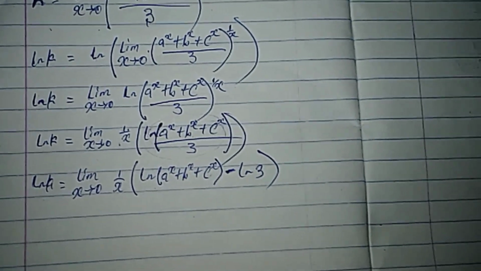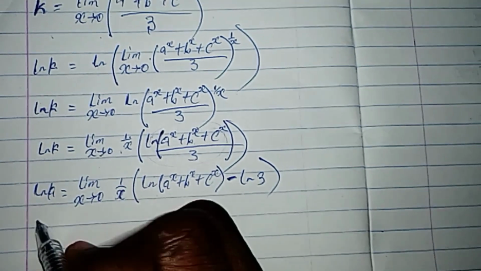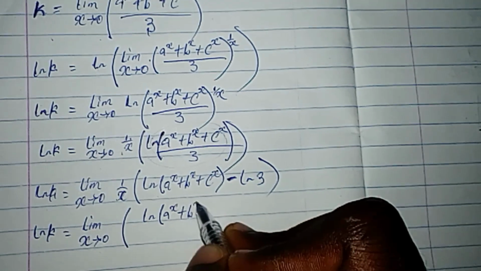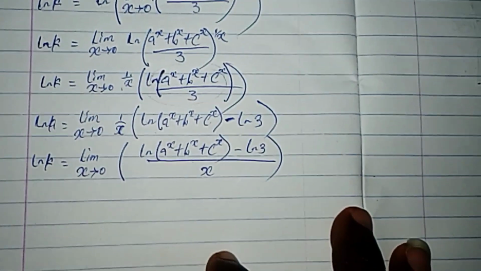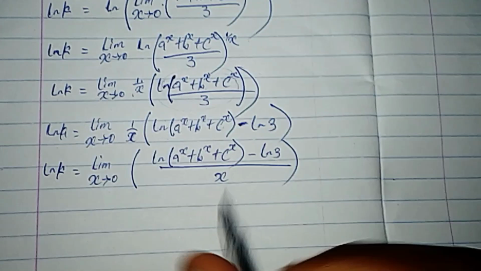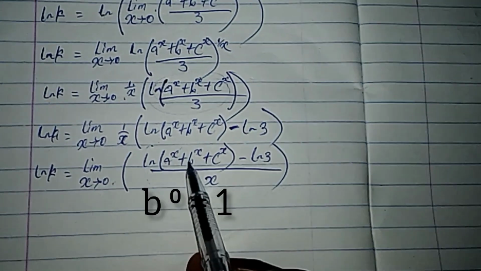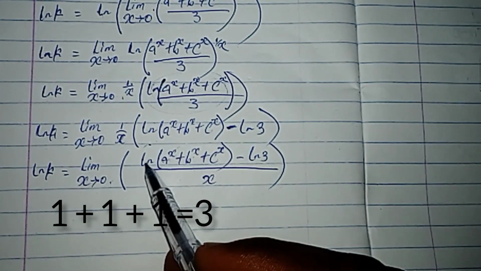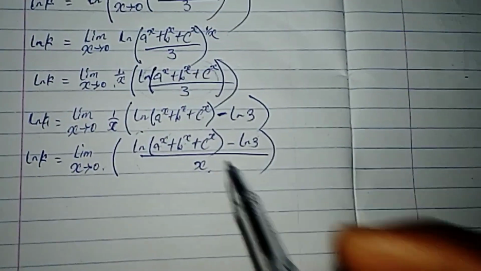If that is so, I can multiply the whole of this with 1 over x, and it becomes ln k equals the limit as x approaches 0 of ln of (a to the x plus b to the x plus c to the x) minus ln 3, all over x. So now we can substitute the 0 into this. a to the 0 is 1, b to the 0 is 1, and c to the 0 is 1, so 1 plus 1 plus 1 is 3. So we have ln 3 minus ln 3, that is 0 over 0.